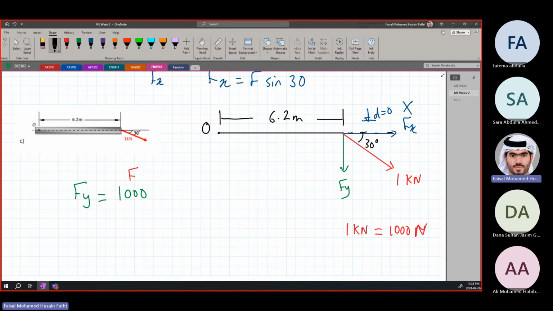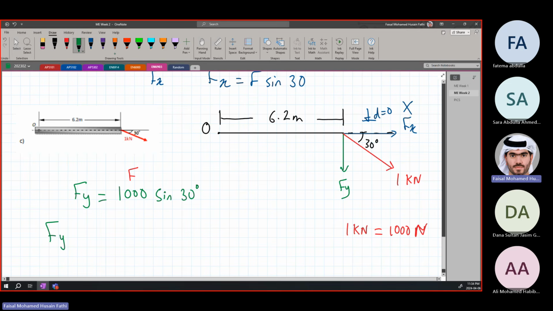Is the angle in the same adjacent to the force we're looking at, which is Fy, or is it opposite? It's opposite. So we're just going to write directly sine 30 degrees. So Fy is going to be equal to 1000 sine 30, should be 500. Yes, it is 500 newtons.